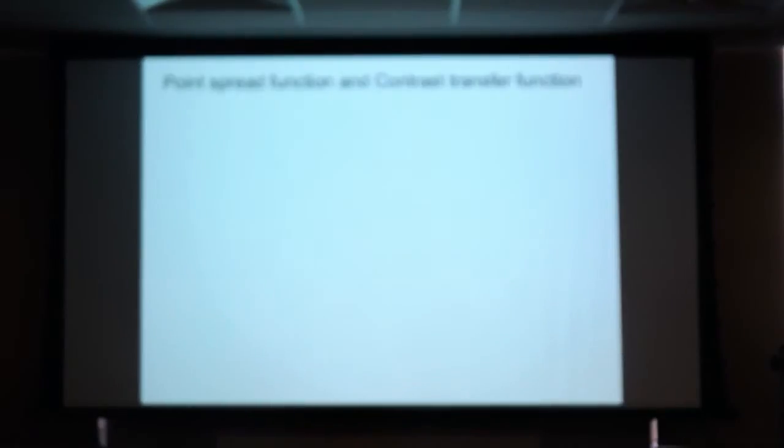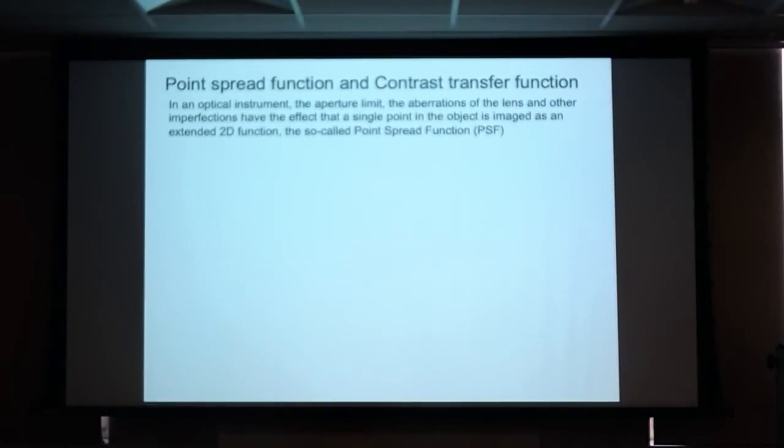Now the relationship between point spread function and contrast transfer function. So in an optical system, the aperture limit, the aberration of the lens, and other imperfections have the effect that a single point in the object is imaged as an extended two-dimensional function, the so-called point spread function. So in an ideal system, a point would be represented by a point, okay? But because of the imperfection of the instrument, it is actually imaged as a little extended disk, and that disk is called the point spread function. And the Fourier transform of the point spread function is the contrast transfer function.